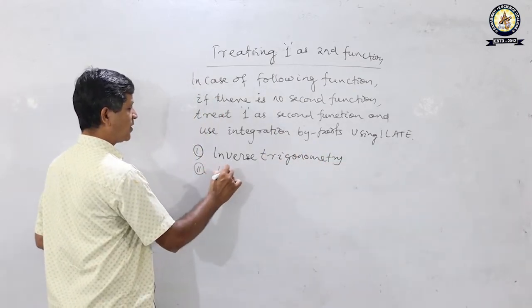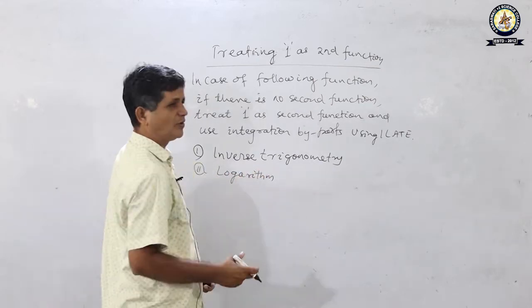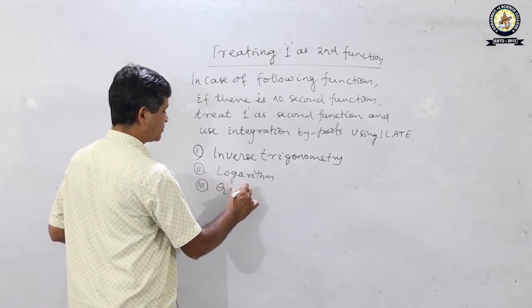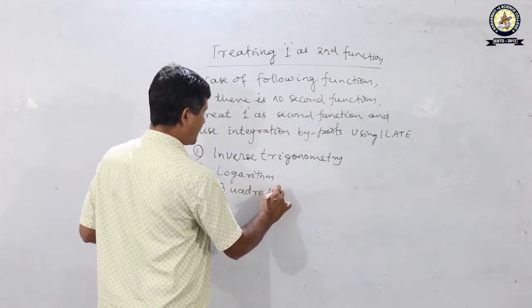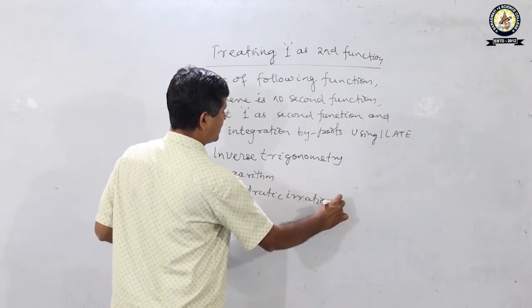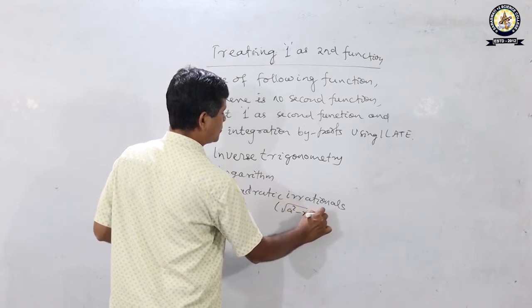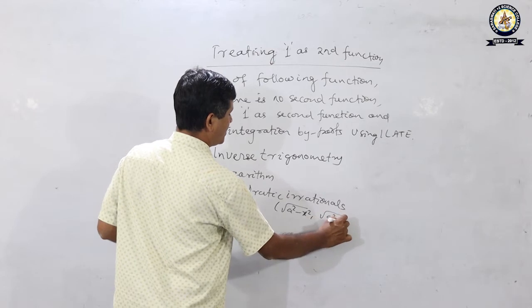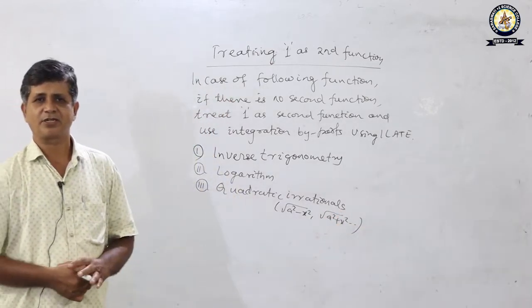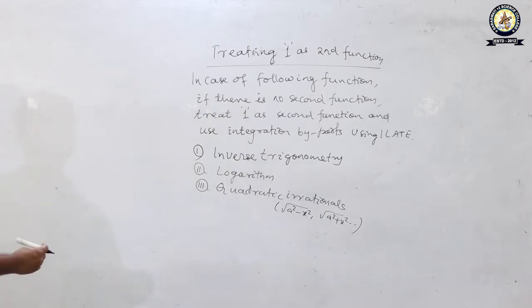Second thing, logarithm. In case of logarithm, if there is no second function, one will be taken as the second function. Quadratic irrationals. In case of quadratic irrationals, just like root over of a square minus x square, root over of a square plus x square, in this type of case, we also use one as the second function and use the integration by parts rule. Come to one question for this.